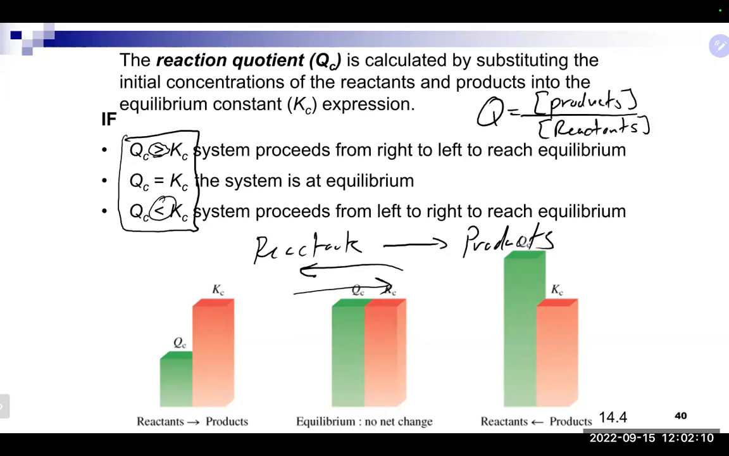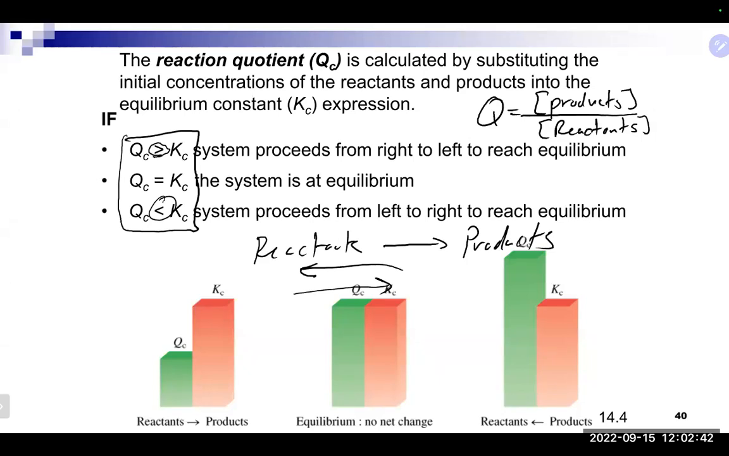Because Q is calculated exactly like the equilibrium expression, which means products over reactants, what would I need to calculate Q? I would need the concentrations of everybody, yeah? Because if I don't have the concentrations of everybody, or the pressures of everybody, you can do it with pressures if you like, there's no possible way to calculate Q, right?